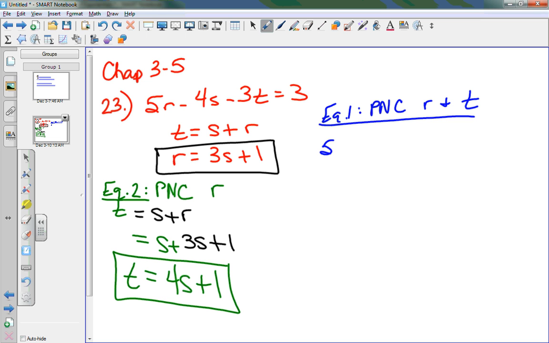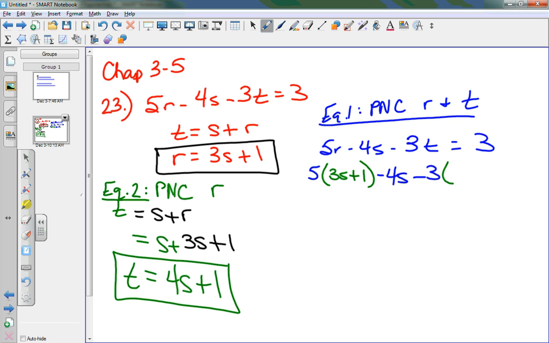So I have 5r minus 4s minus 3t is equal to 3. And every place you have an r, what do I plug in? 3s plus 1. Very good. So I'm going to have 5 times (3s plus 1) minus 4s minus 3 times t, what's t? 4s plus 1, is equal to 3. Does everybody understand where the 3s plus 1 and the 4s plus 1 came from? I need visual or verbal. We're good? Now, what can I do from here?